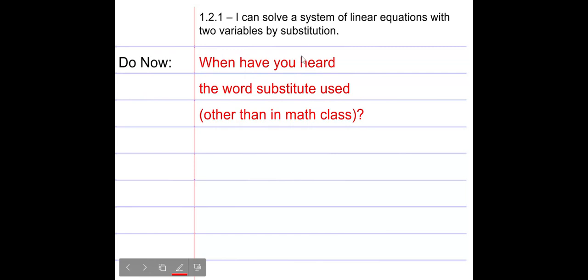So the do now: when have you heard the word substitute used other than in math class? Go ahead and take about a minute to think about that on your own.